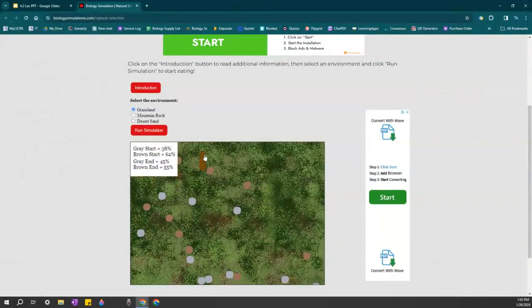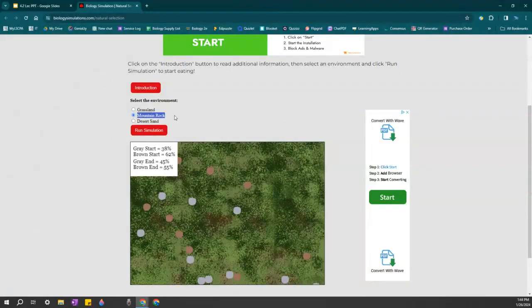Okay, so the timer ran out. So I started out with 60% brown and 38% gray. That's not exactly an even split, but look what happened. By the end of it, it was almost 50-50, so 45-55. That's because the predator could easily select either color.